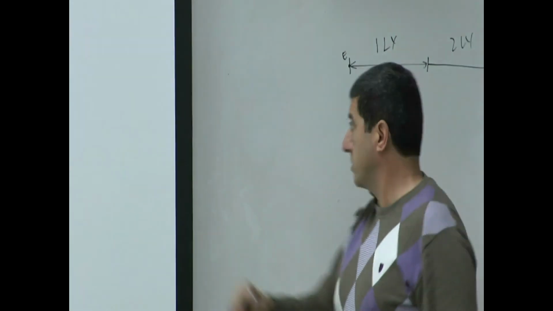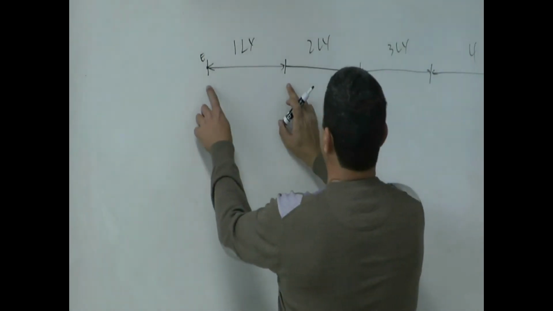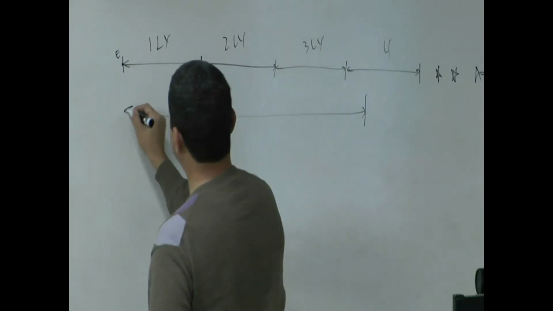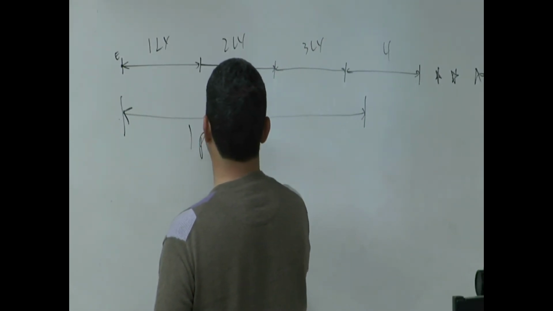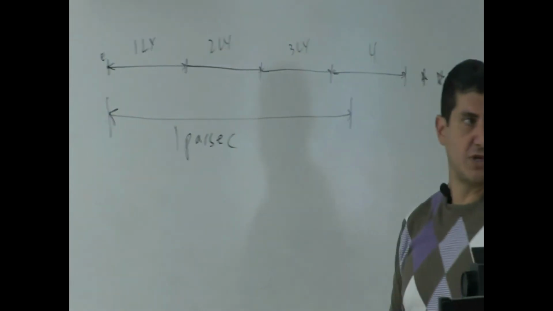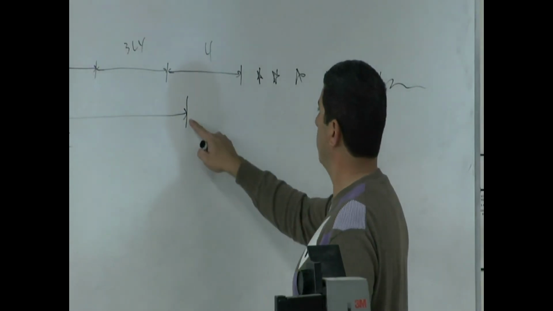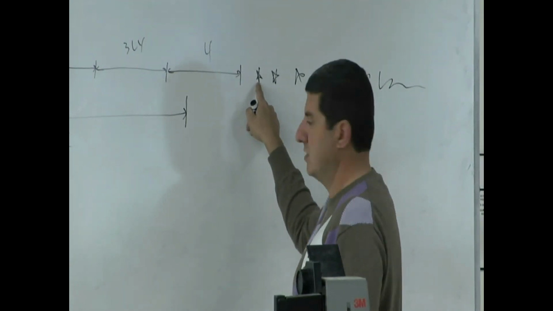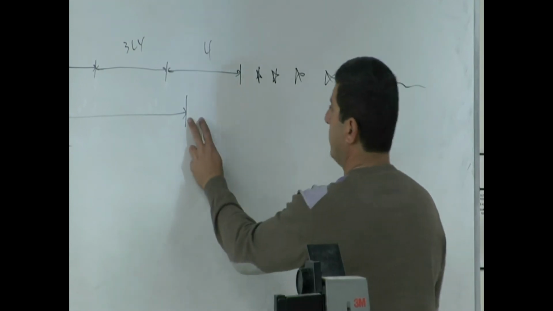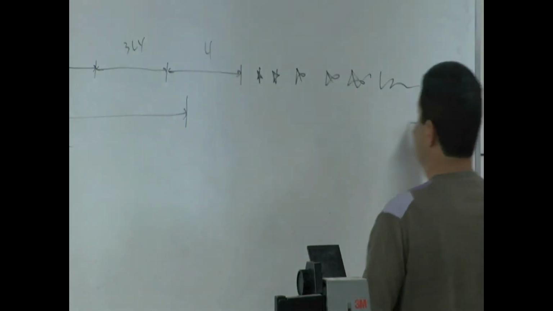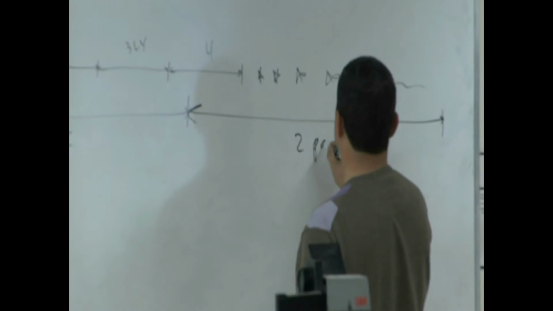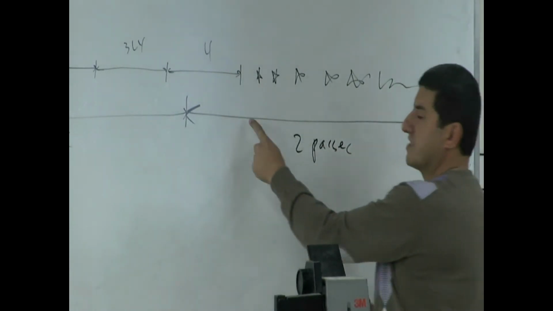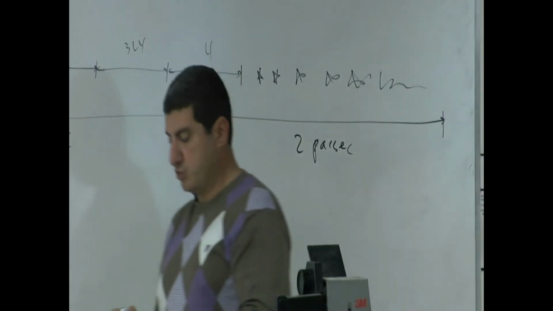Parsec is even larger. One parsec is 1, 2, 3, and a little bit more. So this is one parsec. Okay? So if I want to know the distance to our closest star in parsecs, what would I do? It's going to be like 1 point something, right? Because 2 parsecs is going to be like here. So the distance to our closest star should be 1 point something, right? So what do I do?